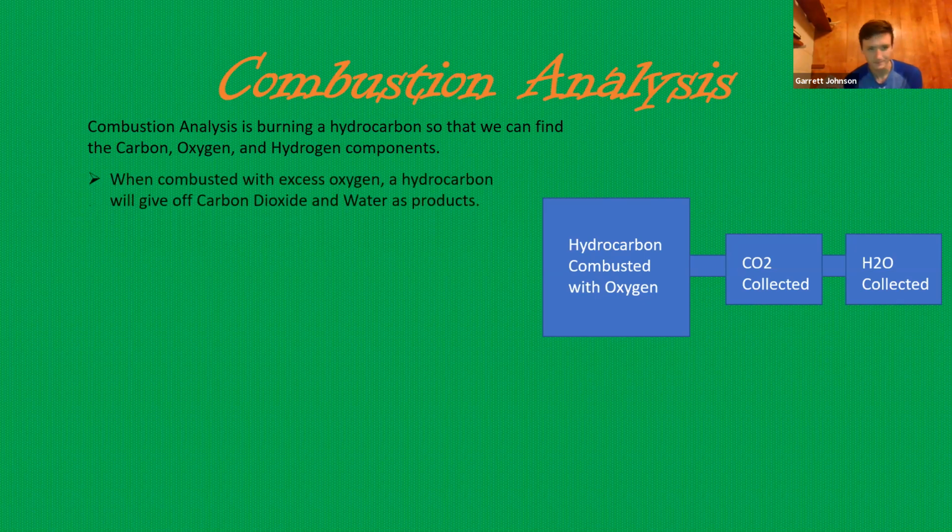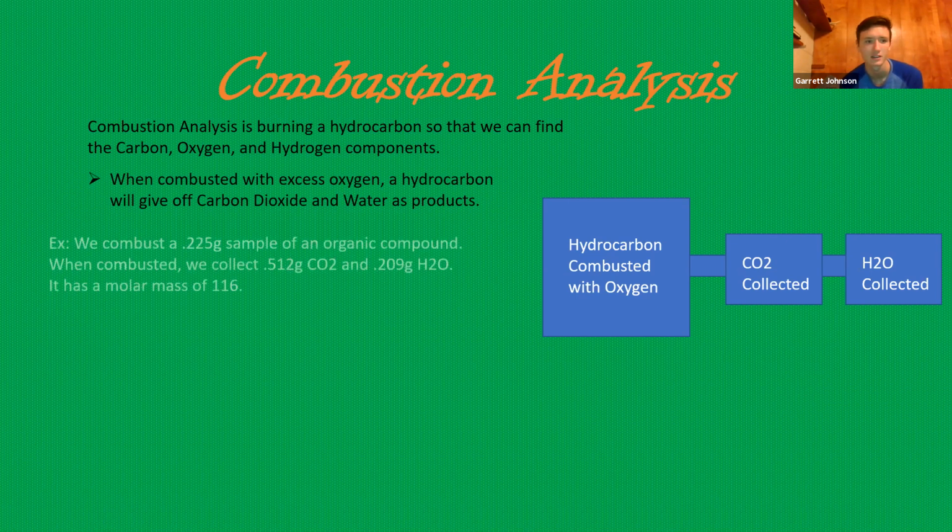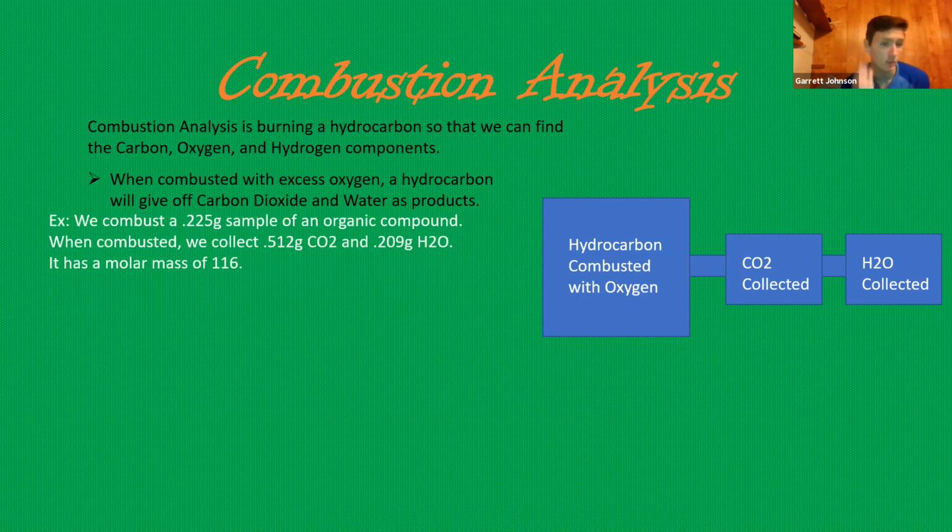So first of all, when combusted with excess oxygen, a hydrocarbon will give off carbon dioxide and water as products. For example, when we combust 0.225 grams of an organic compound, we collect 0.512 grams of carbon dioxide and 0.29 grams of water, and it has a molar mass of 116. That'll be important later.